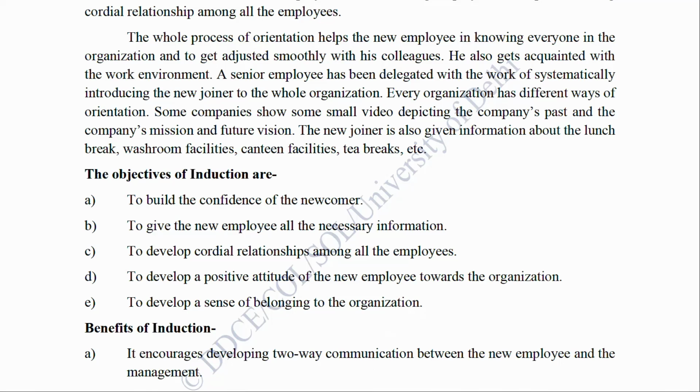The objectives of induction are: first, to build the confidence of the newcomer; second, to give the new employee all necessary information; third, to develop cordial relationship among all the employees; fourth, to develop a positive attitude of the new employee towards the organization; fifth, to develop a sense of belonging to the organization.